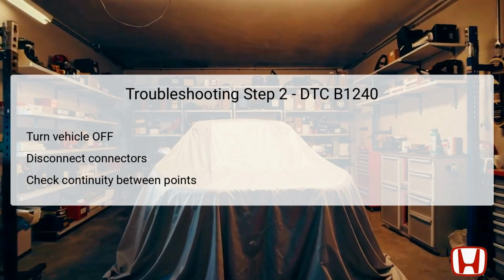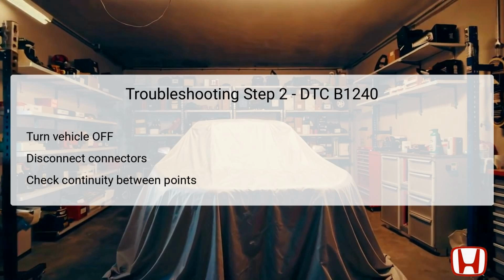For the second troubleshooting step, start by turning off the vehicle and putting it in the lock mode. This is crucial for safety during electrical inspections. Next, disconnect the climate control unit connector B, which is a 24-pin connector, and the mode control motor's 5-pin connector.